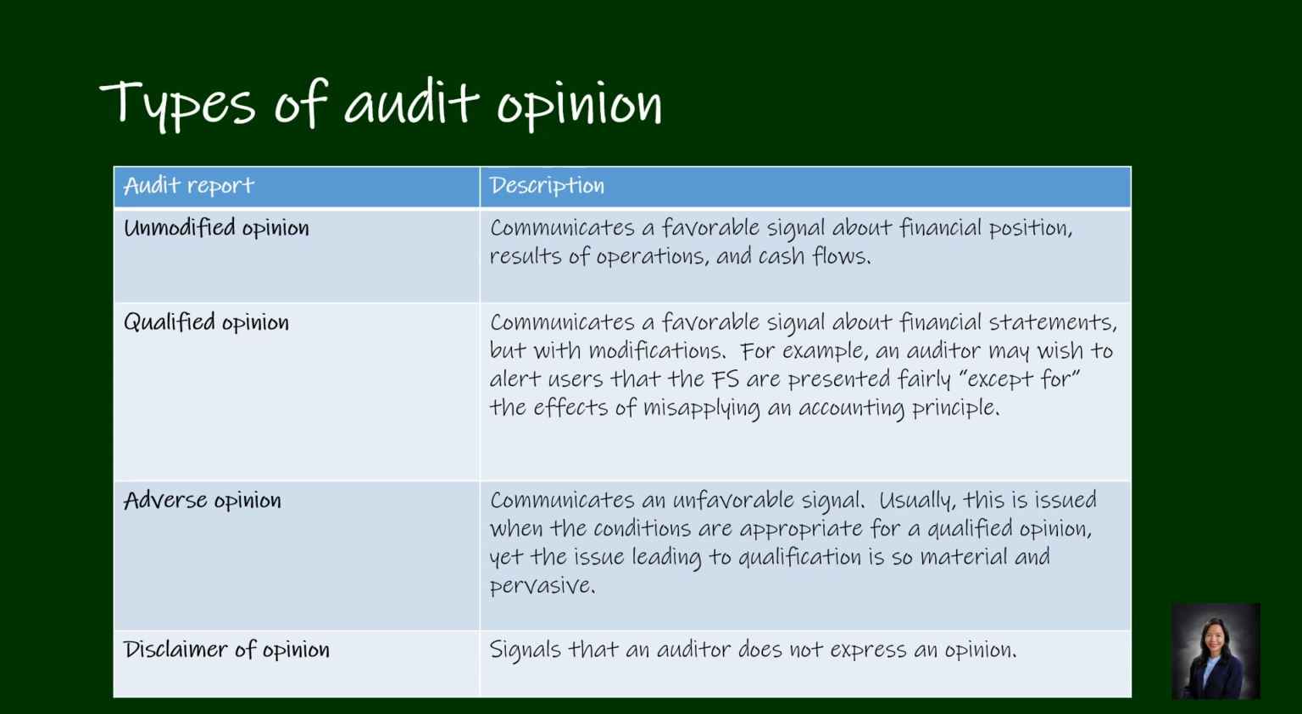A disclaimer of opinion, on the other hand, signals that an auditor does not express an opinion. This is kind of like the auditor's version of no comment. No? And a disclaimer of opinion is given, of course, when the auditor was not able to perform an audit owing to a material and pervasive scope limitation. Again, more of this when we reach our discussion on audit reports.